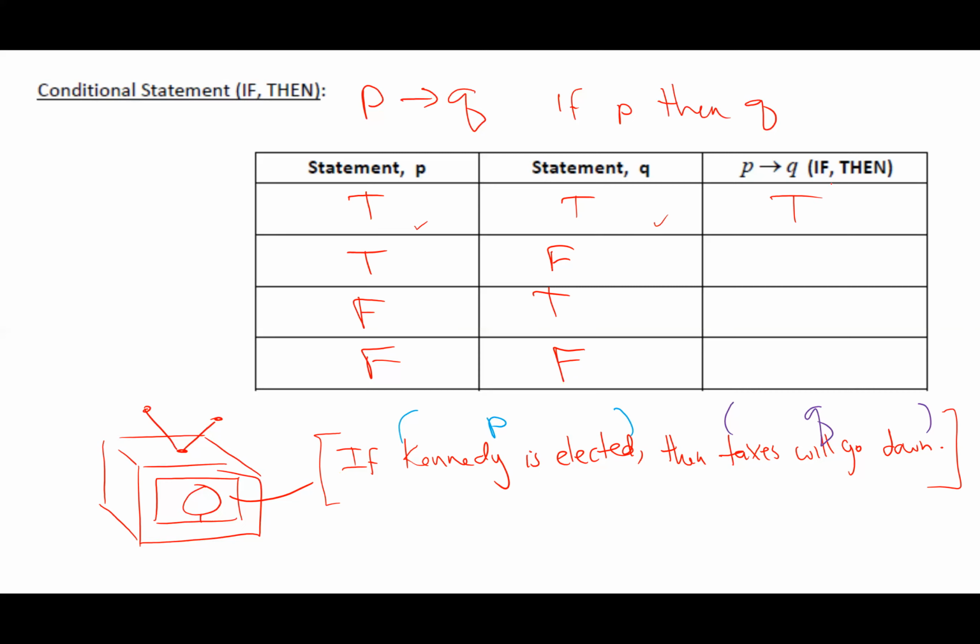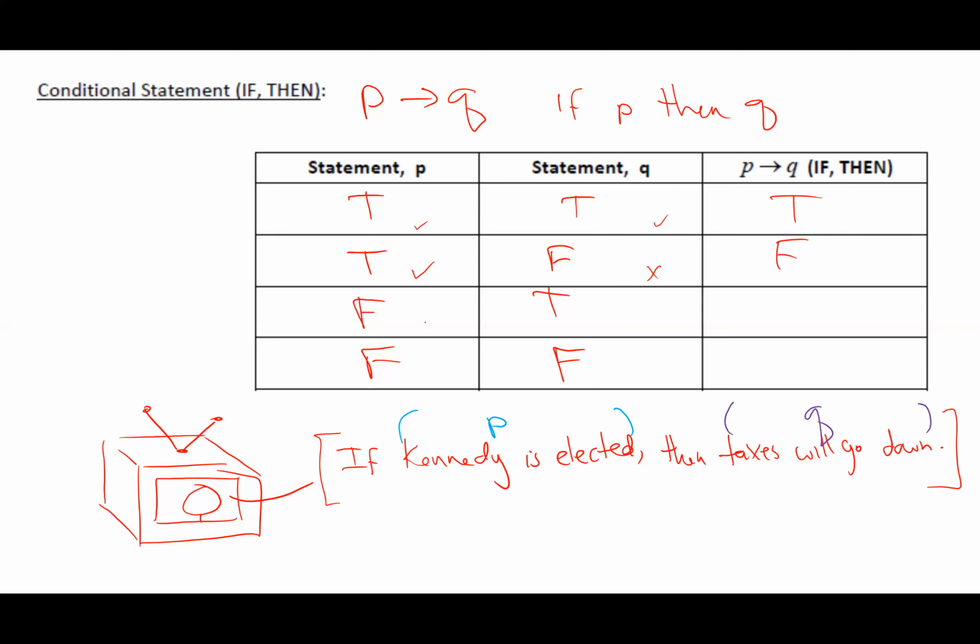That's great. Now, let's suppose Kennedy is elected, but taxes do not go down. Has this person lied to us? Certainly. Yes, they have. We went ahead and elected Kennedy. We were told that taxes would go down. They didn't go down.